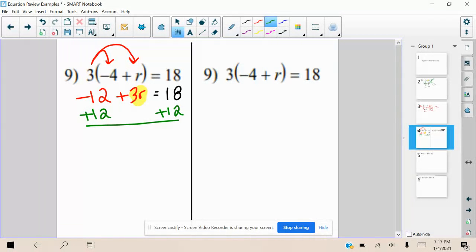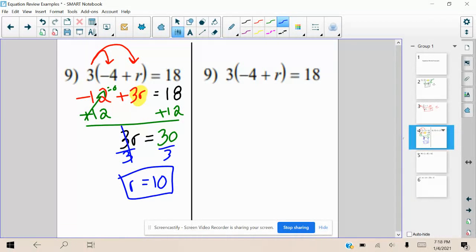Negative 12 plus 12 is 0. Therefore, we drop down that 3r. 18 plus 12 is equal to 30. Should probably have an equal sign there. Much better. So now we have 3 times r, which is a one-step equation. So in order for us to solve this, we have to divide both sides by 3. We get r is equal to 10. Perfect. And now that's one way to do it.